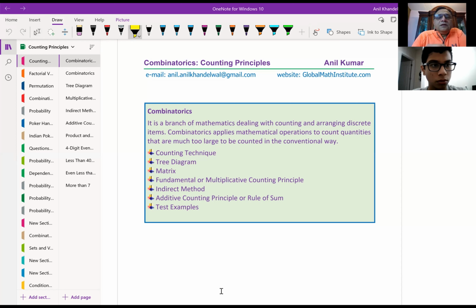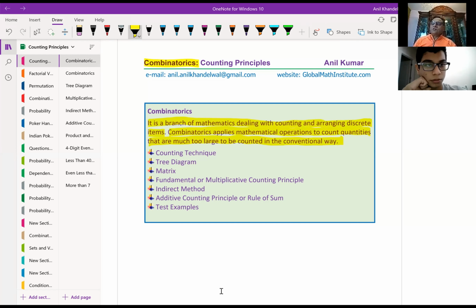Right. So the topic here is combinatorics. Combinatorics is actually a branch of mathematics dealing with counting and arranging discrete items. Combinatorics applies mathematical operations to count quantities that are much too large to be counted in the conventional way. So that is the technique which we are going to learn.